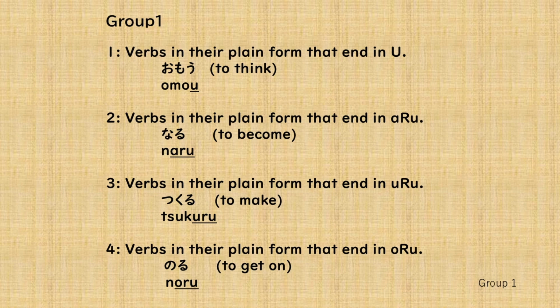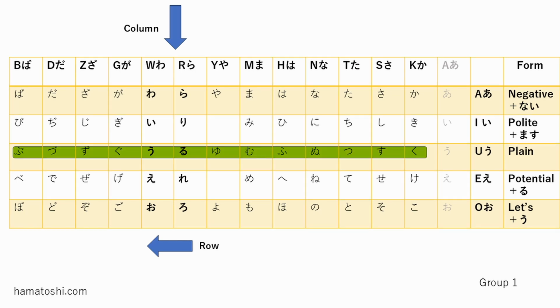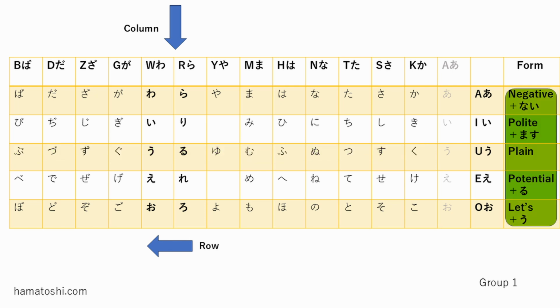For example, noru. To explain Group 1, I made a special Hiragana chart that can be used for verb conjugation patterns. You can print out the chart from my blog. Please refer to the link in the description below. All the letters in the U row show the last letter of the verbs in their plain form. Change the letter in the U row to other letters following the Hiragana chart, then add some letters described at the right end of the chart.